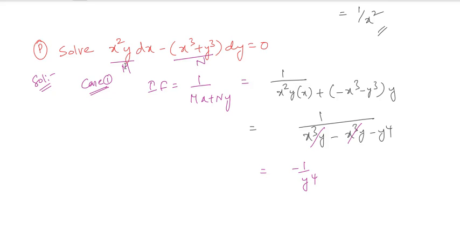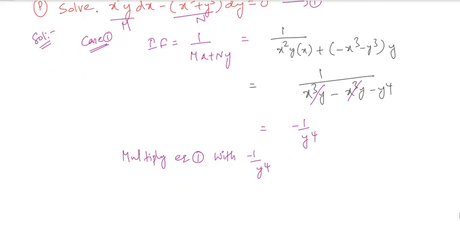So if you want to solve this equation, you will multiply that equation with your integrating factor. So multiply equation 1 with minus 1 by y to the power of 4. If I multiply, what will I get here? Check it out. First you will have minus 1 by y power 4 into x square y dx minus, that minus of minus plus will be there, 1 by y power 4 into x cube plus y cube into dy, which is equivalent to 0.